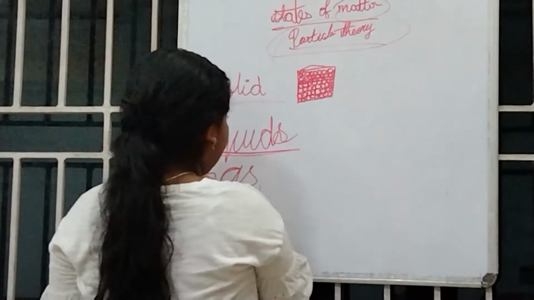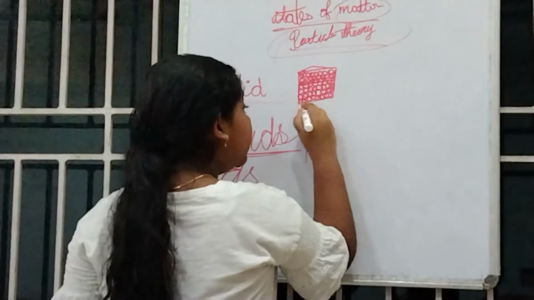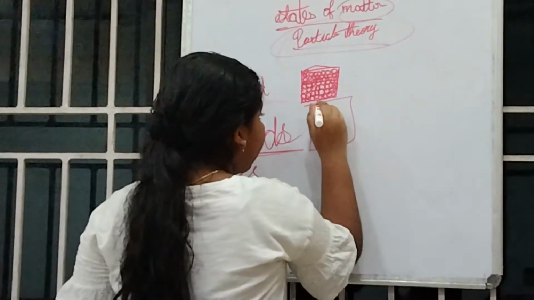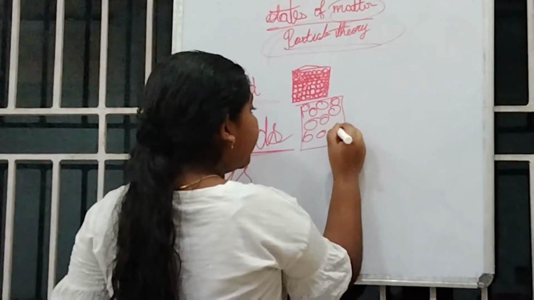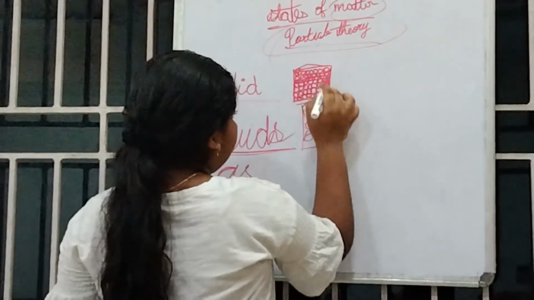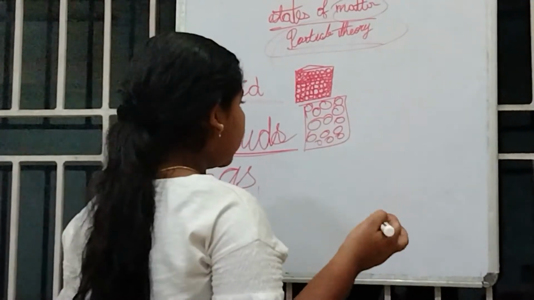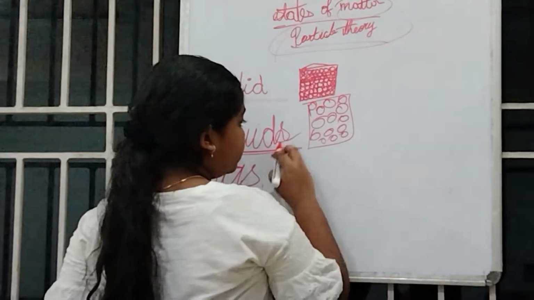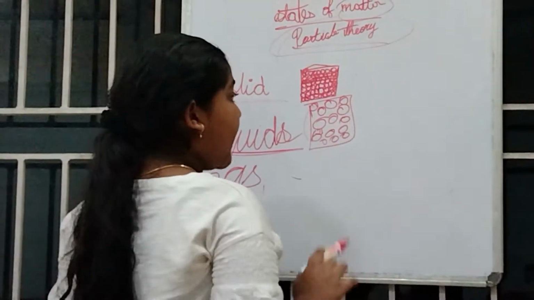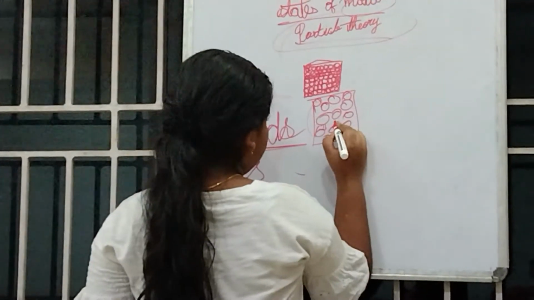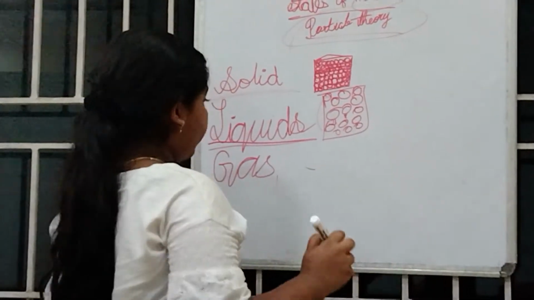Next we can see liquid. Liquid does not have a regular row arrangement. It will be like this. It won't be so rigid or so closed. Sometimes the particles will be a little away, and sometimes the particles will meet each other.